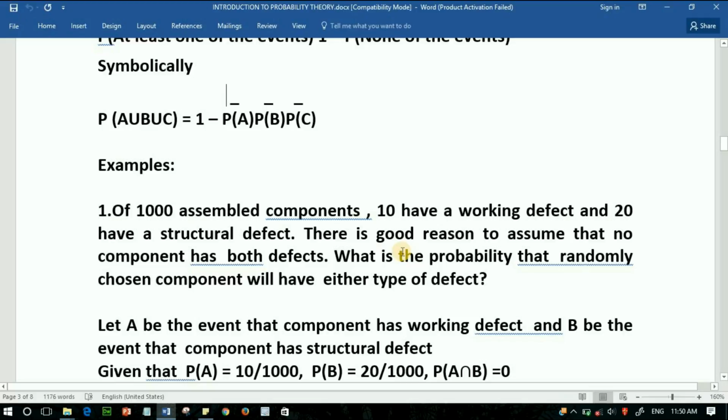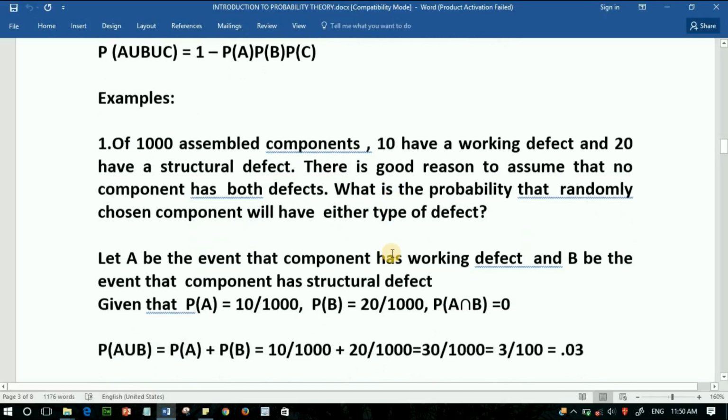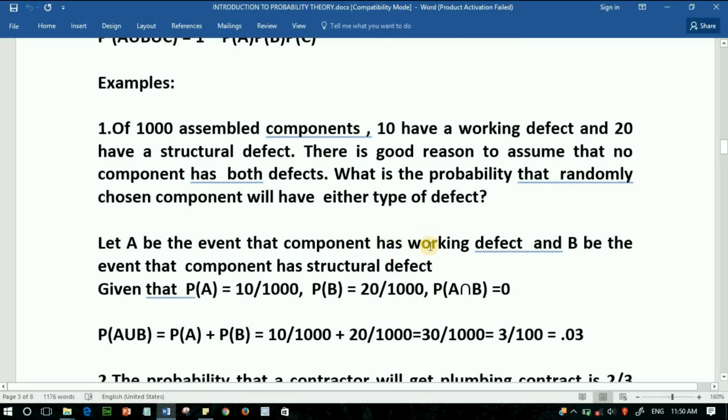So we take let A be the event that the component has a working defect and B be the event that the component has a structural defect. Because we are concentrating on two defects, either one of them will create a defect of the product. Then already we discussed probability of an event is equal to favorable number of cases by total number of cases.